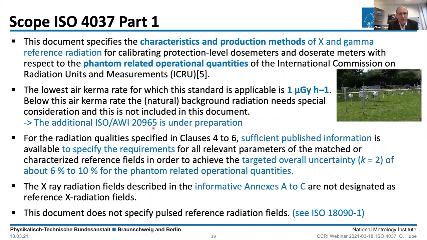For radiation qualities specified, sufficient published information is available to specify the requirements for all relevant parameters for matched and characterized reference fields in order to achieve the targeted overall uncertainty. The X-ray radiation fields described in the informative Annex A and B are not designated as reference radiation fields. That's an important change, because there are qualities for which the requirements are not exact enough to state them as a reference field.